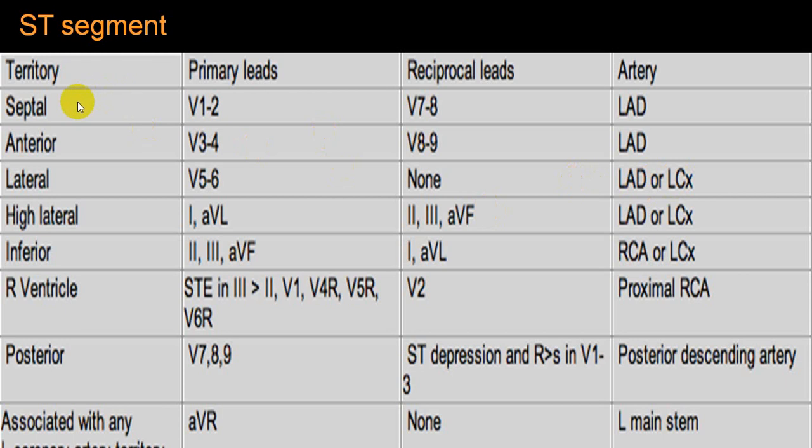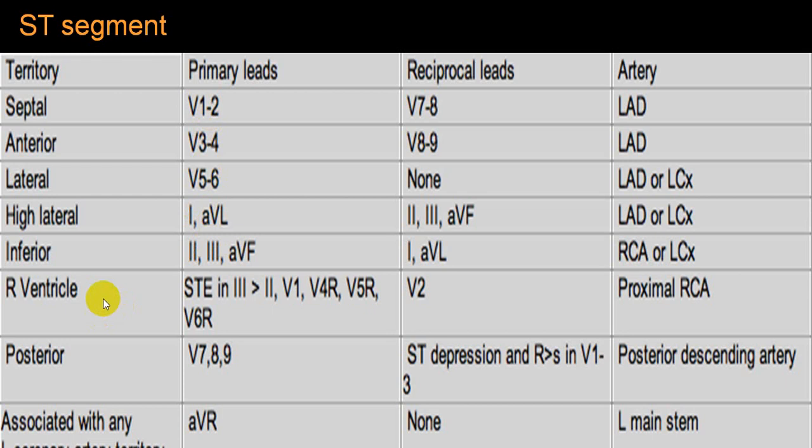Now, permutation and combination: if it is V1 to V4, we call it anteroseptal, and right from V1 to V6, we call it extensive anterior. If there are changes of ST elevation only in lead 1 and AVL and reciprocal changes in the inferior leads, it is high lateral, and that will be LAD or LCX artery. If it is ST elevation in the inferior wall and reciprocal changes in AVL, it will be RCA or left circumflex. These are standard, almost very easy to identify.